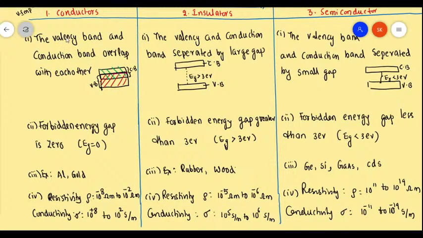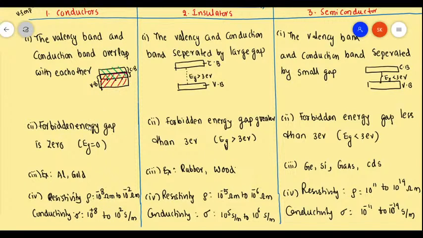Now conductors. The valency band and conduction band overlap with each other. When they overlap, all the electrons present in the valency band are also present in the conduction band. Plenty of free electrons are there, and all the valency electrons will be in the conduction band. They are useful for the flow of current. That's why this is a conductor.